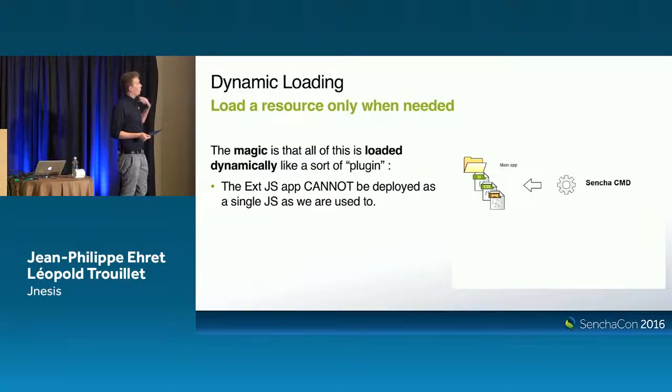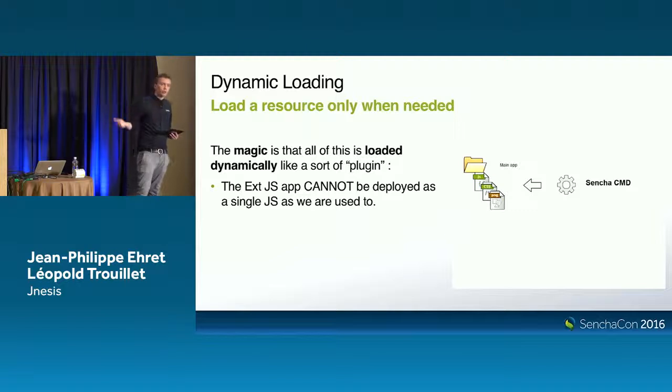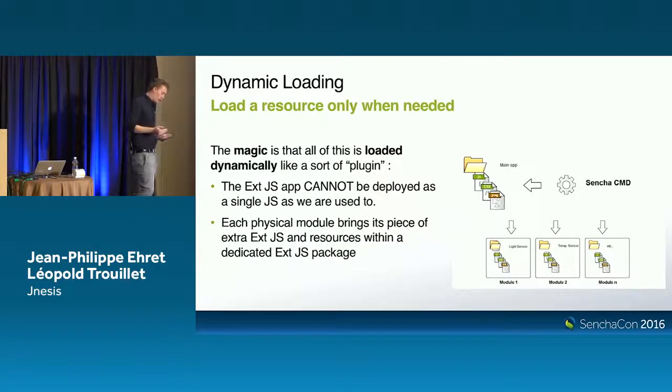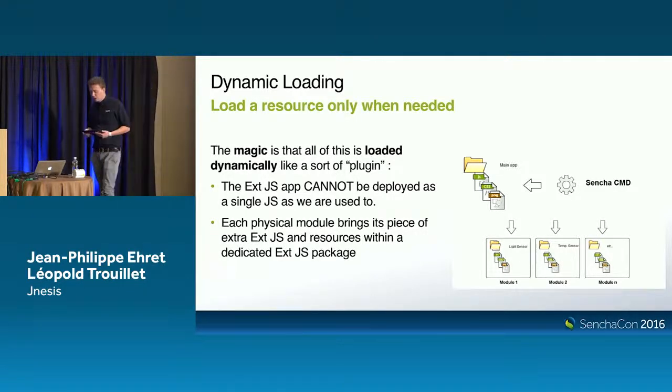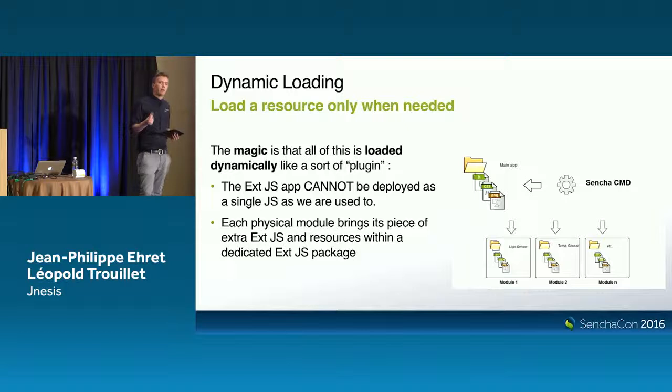The Ext JS app cannot be deployed as a single JS, so of course you'll still have your app JS files after the build. But what's important is that the physical modules that are plugged to this product come with an Ext JS package, an Ext JS package that is built apart from the application. So you will have a build for the application, and you will have a build for each plugin, each module that you can bring after that and plug to this box. And that's the big part of the modularity.